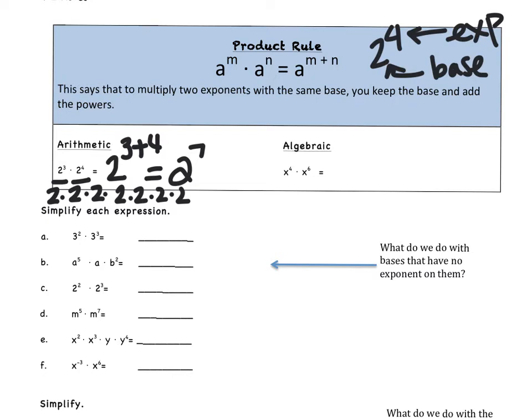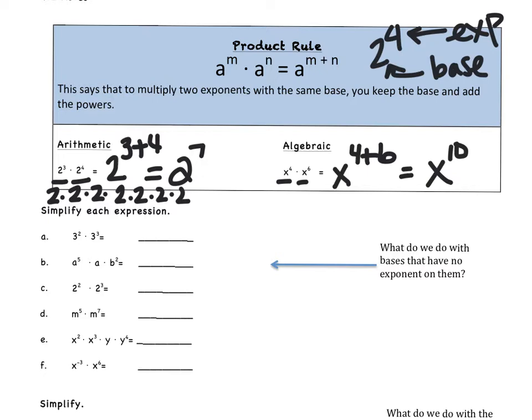This works not only with a number base, but also with an algebraic base, meaning that you're using a variable. So here we've got x to the fourth times x to the sixth. And so we leave our base the same, and then we add our exponents. 4 plus 6, so we get x to the 10th. Okay, so let's take a look at some of the examples below.